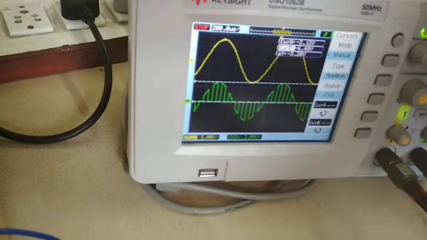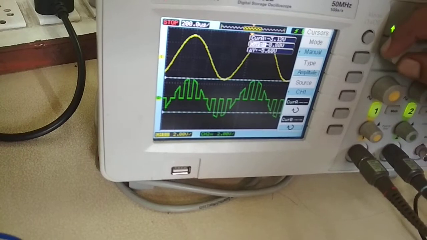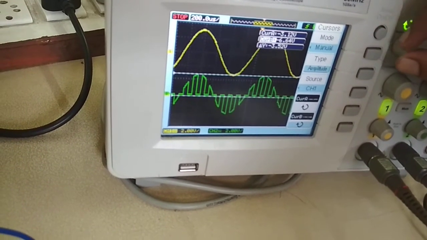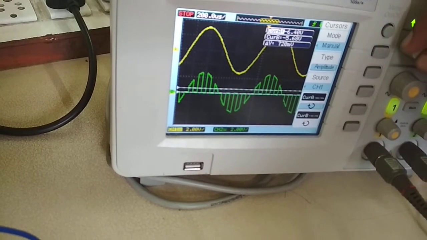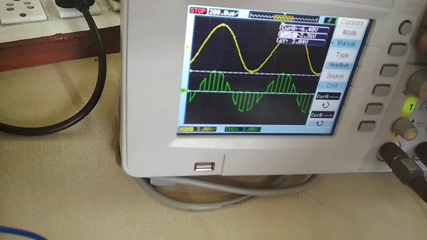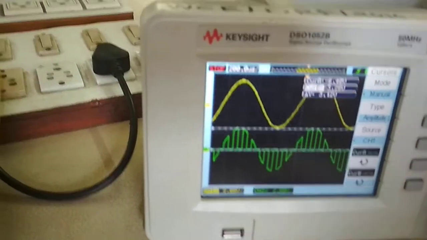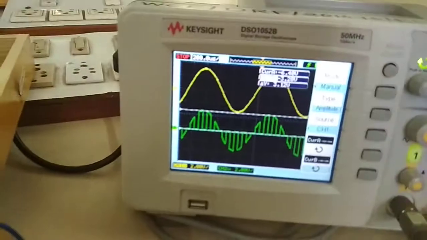So cursor A is showing a negative value. Let's put this cursor here. This is my first cursor actually. Now it will show in the positive direction, like this. So now it is showing 3.12. You just note down this value. The highest peak is my 3.12 volt, right?